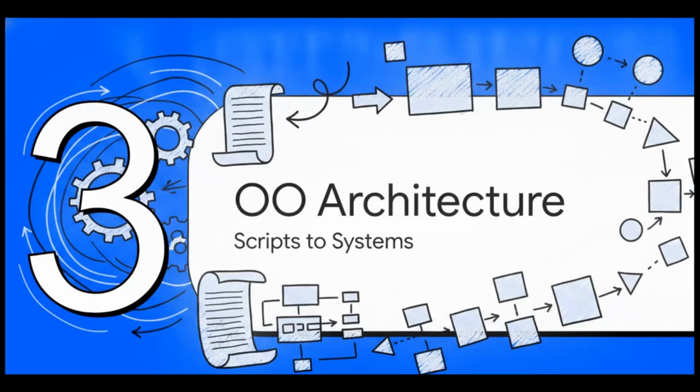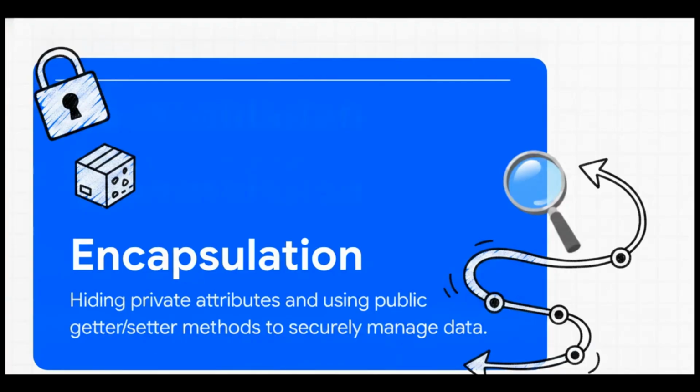Which brings us to Section 3, Object-Oriented Architecture. A massive milestone in this phase is encapsulation. The syllabus explicitly mandates creating a product class with private attributes. Think about it. In a real-world app, you absolutely do not want anyone accidentally overriding a product ID or a price. Encapsulation teaches developers to securely hide those sensitive attributes behind controlled access points, specifically using public getter and setter methods. It's all about baking data security and reliability right into the structure.